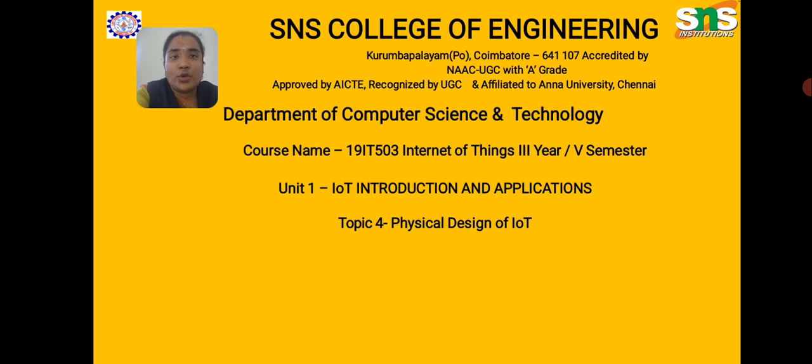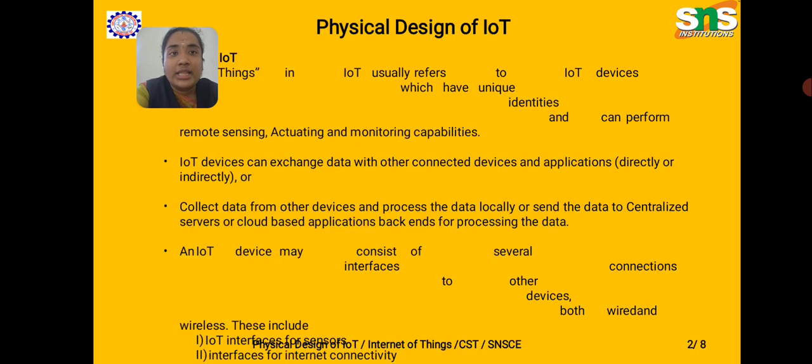Today we are going to see a topic on physical design of an IoT. What is the physical design of an IoT? The things in IoT usually refers to IoT devices which have unique identifiers and can perform remote sensing, actuation and monitoring capabilities. IoT devices exchange data with other connected devices and applications, either directly or indirectly communicated.